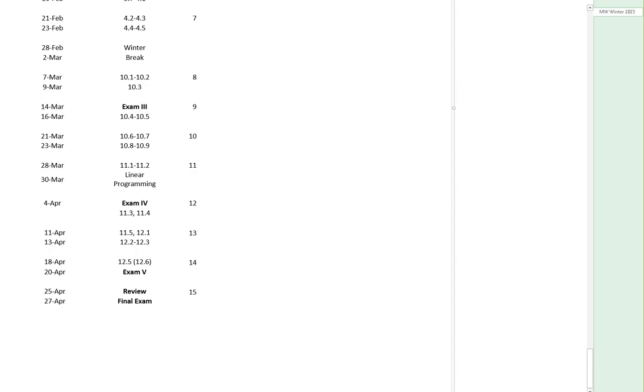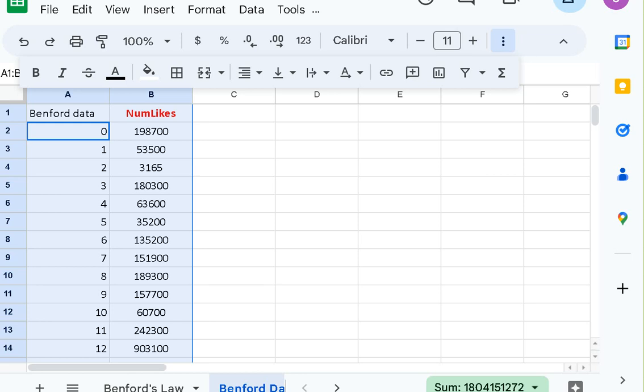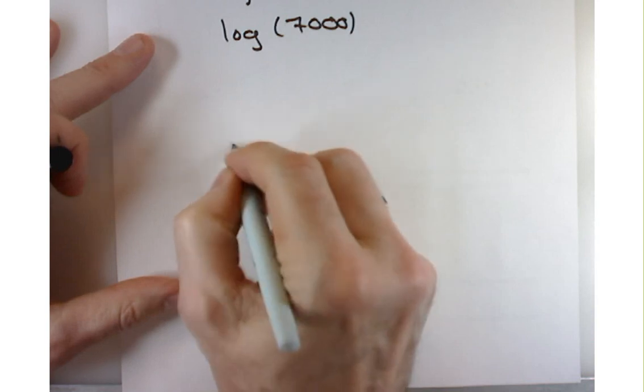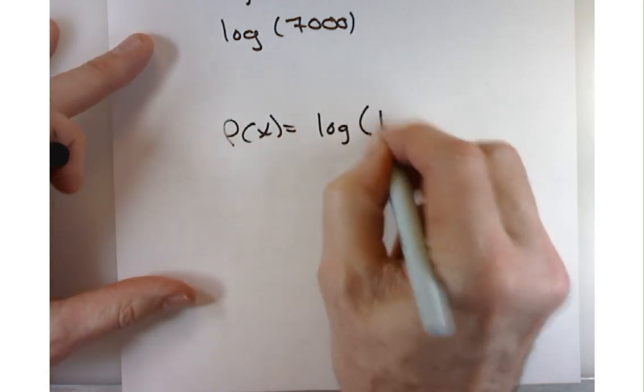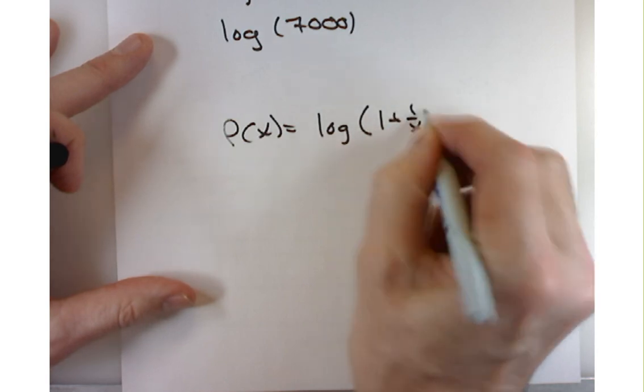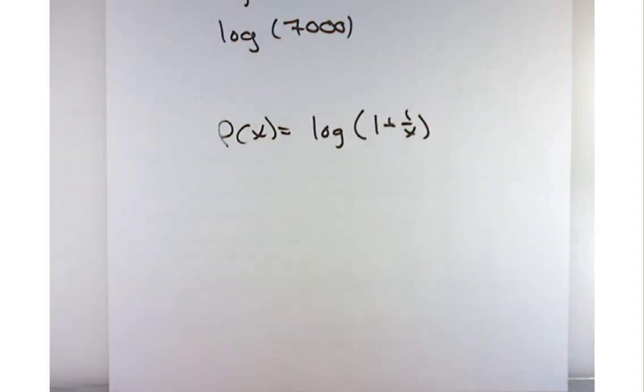It's called Benford's law. And that is the probability that a leading digit is a specific digit follows this rule. The probability that something is a leading digit x is going to be the log of 1 plus 1 over x. So, wow, that's kind of strange. Could random data like the number of likes you get on TikTok follow that pattern?